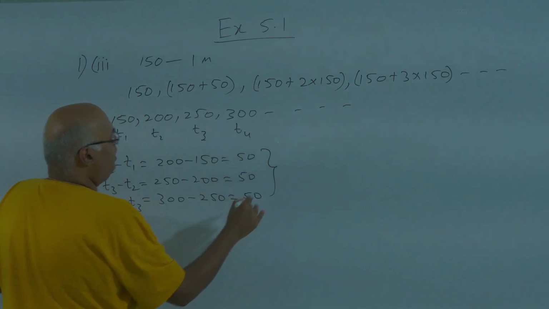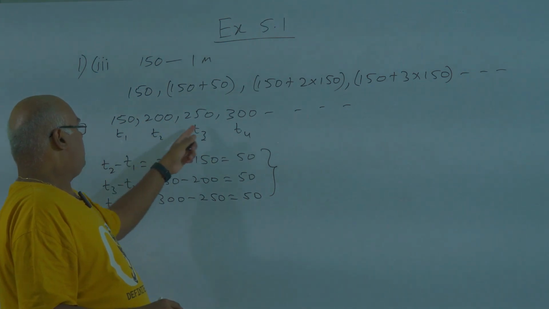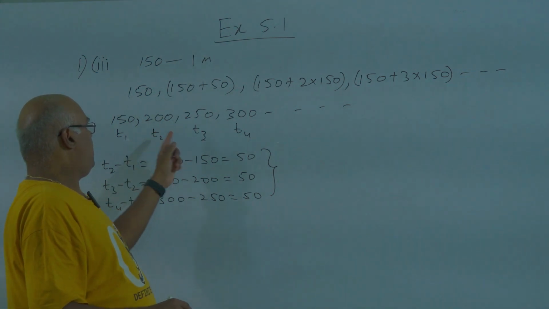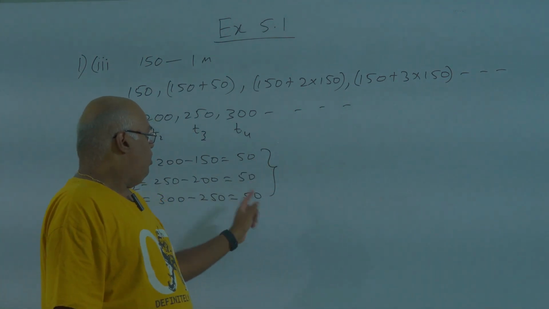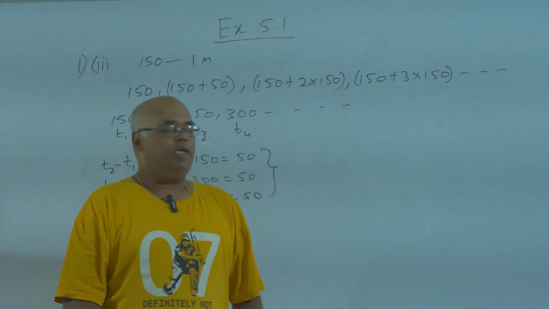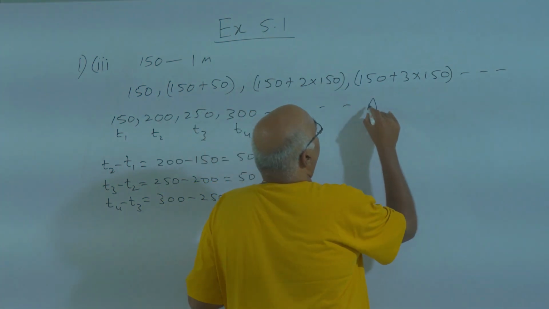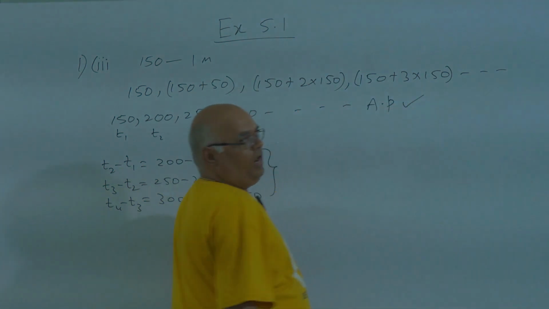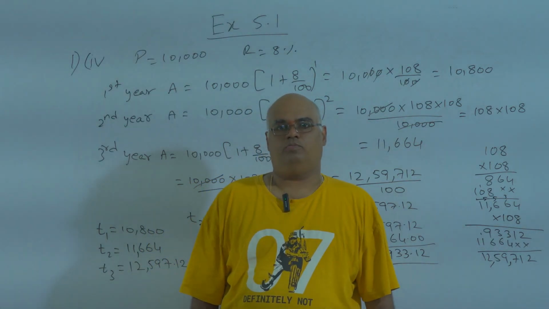If you observe here, the difference between the second term and first term, third term and second term, and fourth term and third term are all equal to 50. So the common difference is the same. So we can say that this sequence is in arithmetic progression. Now let us see the fourth bit of the first problem.